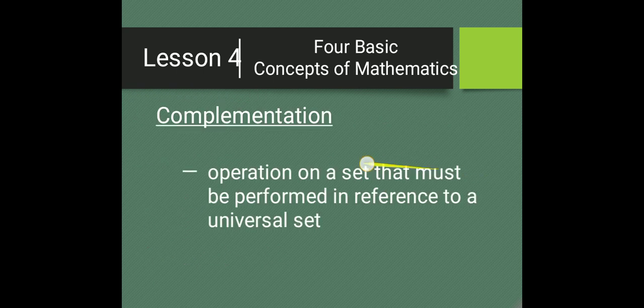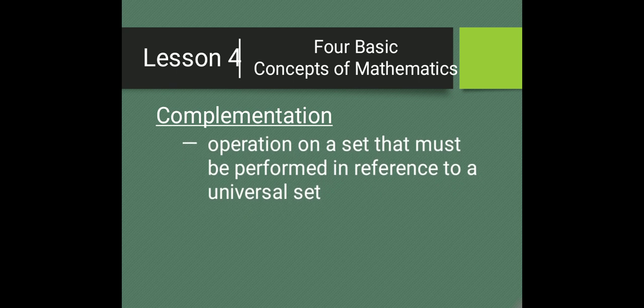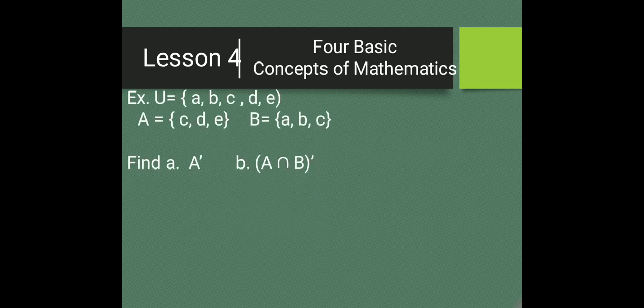Now, for the last one, we have the complementation. Okay? Complementation is the operation on set that must be performed in reference to the universal set. Okay, madali lang ito. Example, if we have the universal set A, B, C, D, and E, tapos may set tayo na A, which contains the elements C, D, and E, and we also have the set B, which contains the elements A, B, and C.